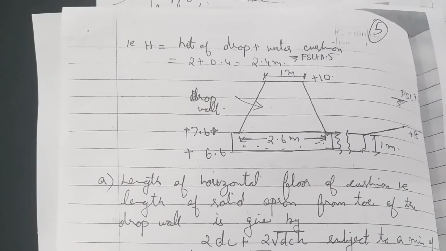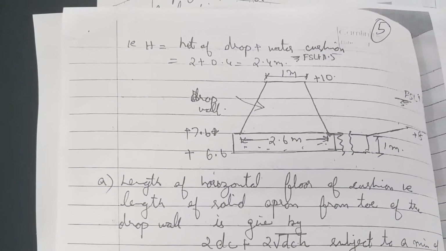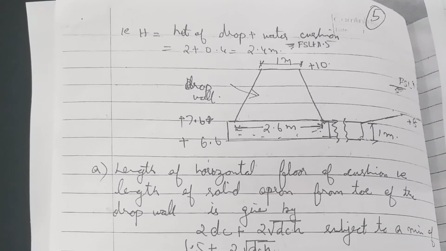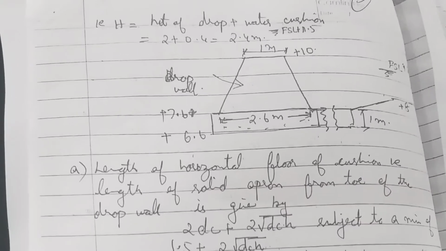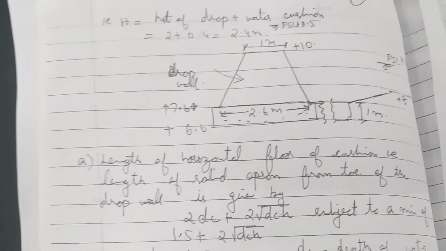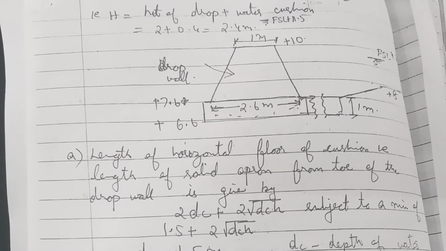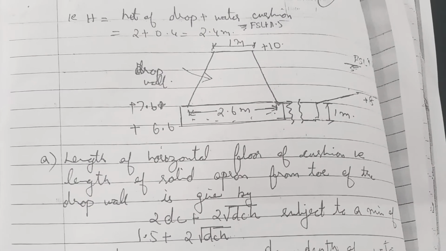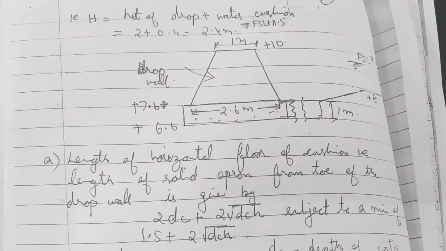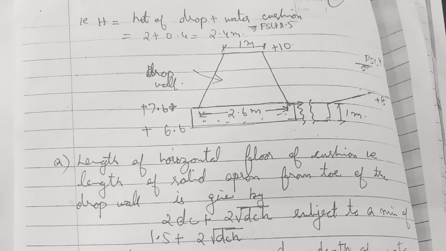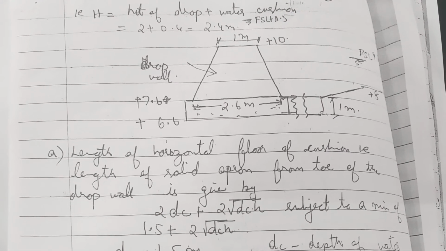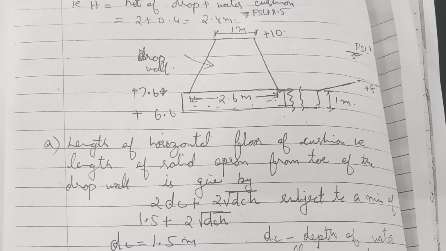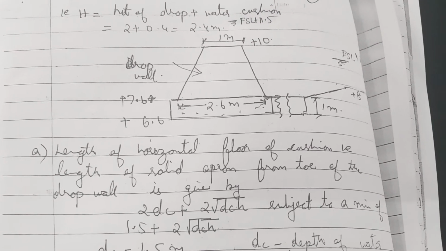That is, capital H is equal to height of drop plus water cushion, that is equal to 2 plus 0.4, that is equal to 2.4. So the figure shows the height of the drop wall. The size of the drop wall, that is thickness of the drop wall at top, is equal to 1 meter, and height of the drop wall is equal to 2.4. That is, the level at the sill level is plus 10 and the level at the bottom is plus 7.6.